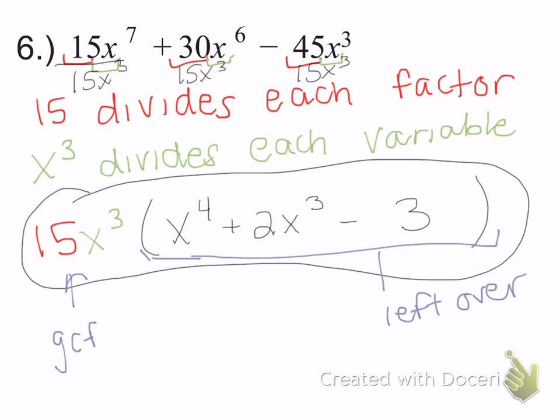So our GCF here is 15x to the third, and then you got to divide each term to figure out what's left over. So 15 divided by 15 gets you 1, and you've got 7 x's on the top, 3 on the bottom, you have 4 left over. Our middle term, we have 30 divided by 15, which gives us 2. You got 6 x's on the top, 3 on the bottom, you can see that you'll have 3 left over. And then our last term, you got 45 divided by 15, which gives you 3, and then our x to the third will cancel out. So you're left with this answer as your simplified quadratic.